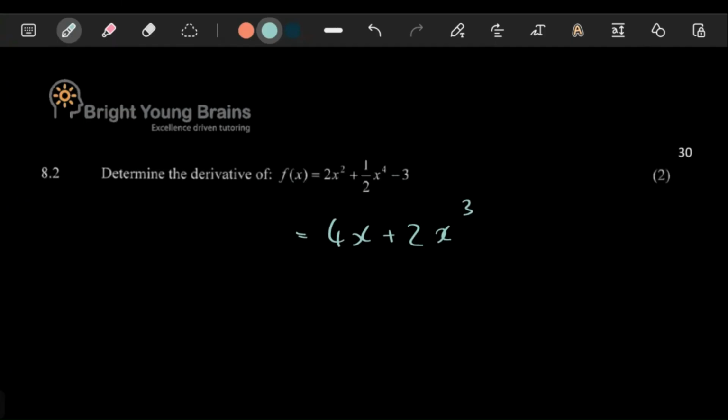And then, let's see here. Yeah, this is what you get. Since it has been differentiated, you just need to make sure that you show the symbol here.